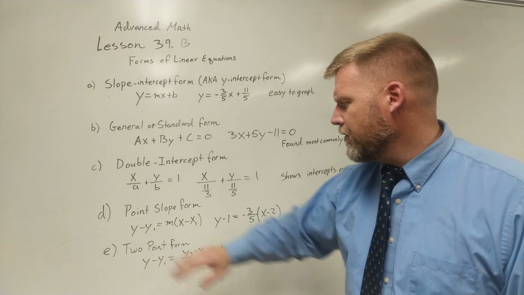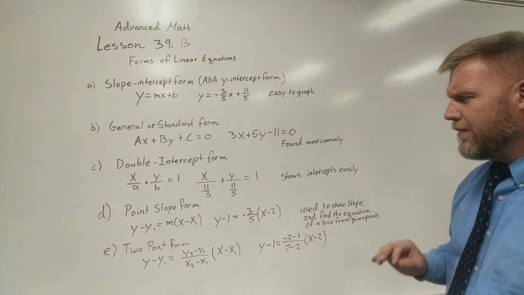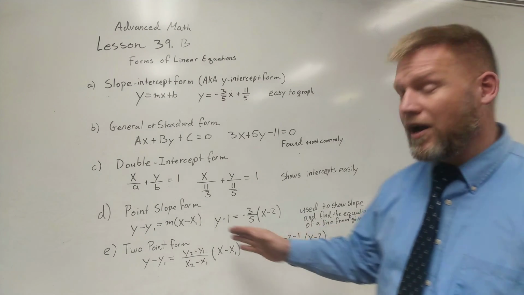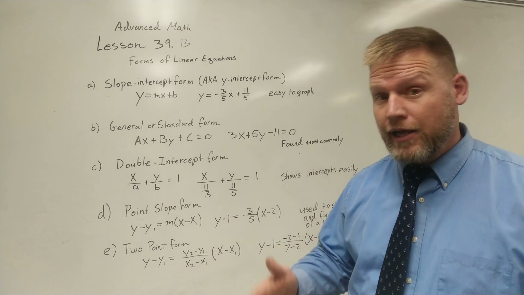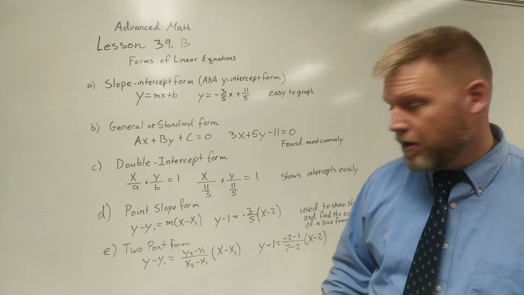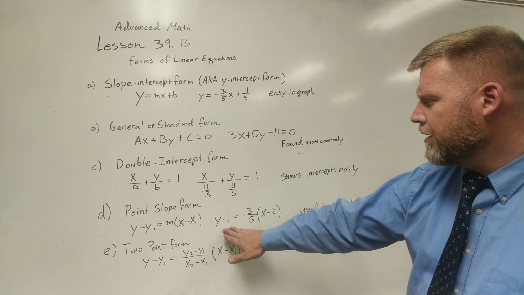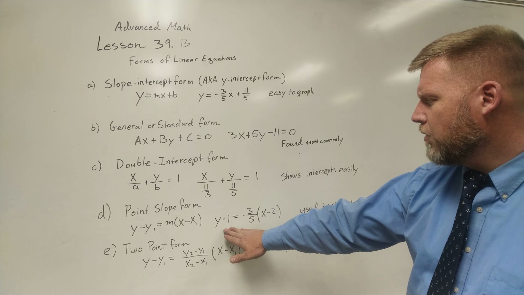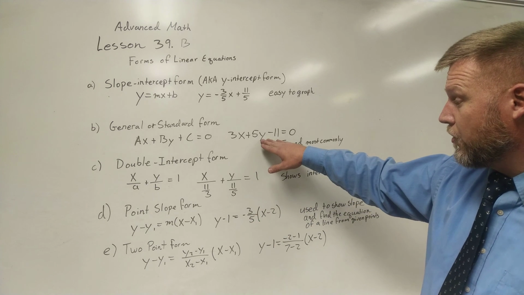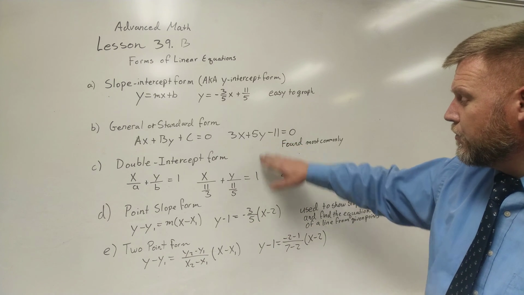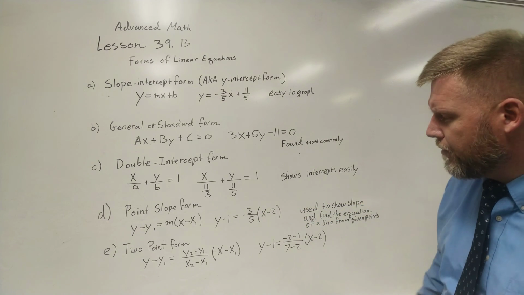D is my point slope form. This one is very easy to work with when I'm given an x and y, and a slope already. Well, I can just stick that right in and get it. This is what it looks like to get it into the point slope form. Once again, we're working with the same standard equation. You can see how easy it would be to get that down and then factor out the 3/5.